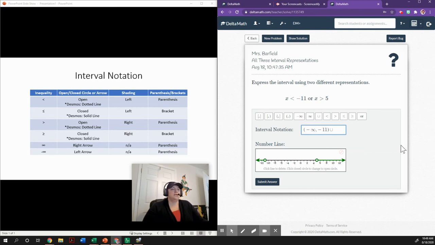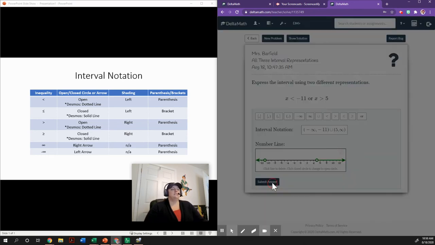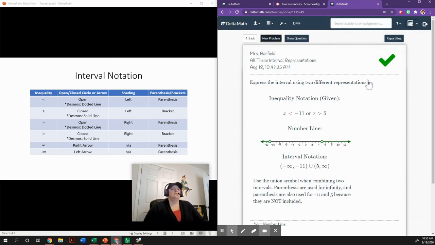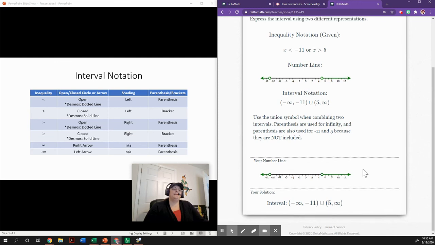So if you just watched that last problem, now I have to be 5 to infinity. So 5, and I've got a greater than, so I need a parentheses. So parentheses, parentheses, 5, and I'm going towards positive infinity. Okay. All right. Submit. There we go. Okay. All right.